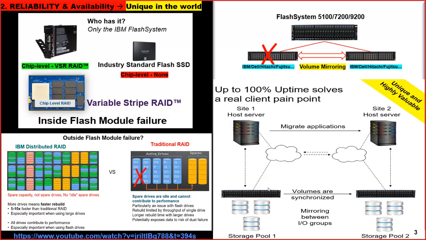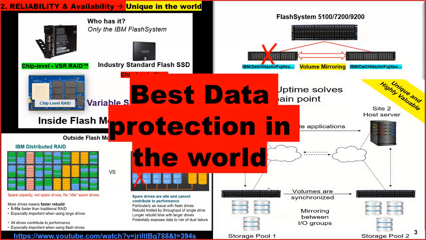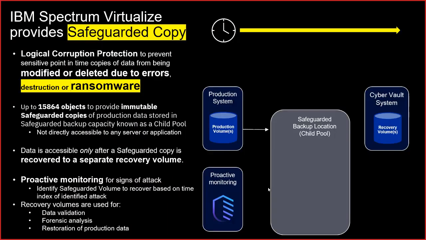This is the 4-level. I also talked about it 2 months ago, right? This is a bad data protection with the SAN storage. And the last one, I also talked about the safeguard copy, right?